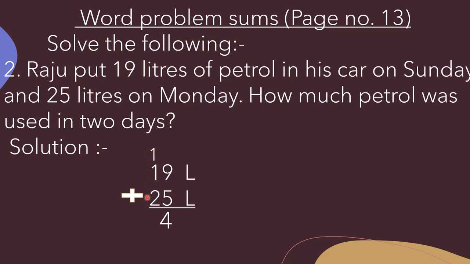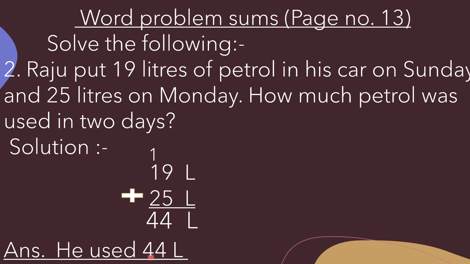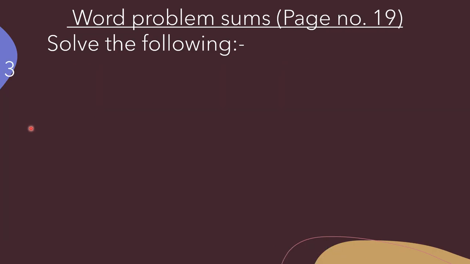Now we have to add these three numbers. 1 plus 1, that is equal to 2, and 2 plus 2, that is equal to 4. So what is the answer? 44. And now we have to write unit also, and that is liters. Okay, so how we can write answer? That is, he used 44 liters petrol in 2 days. उसने 2 दिन में कितना पेट्रोल यूज किया बेटा? 44 liters. Now question number 3.